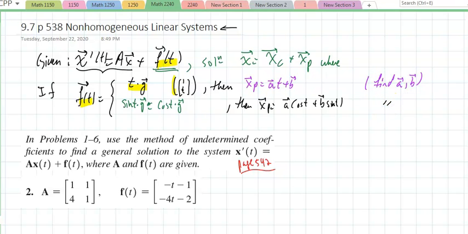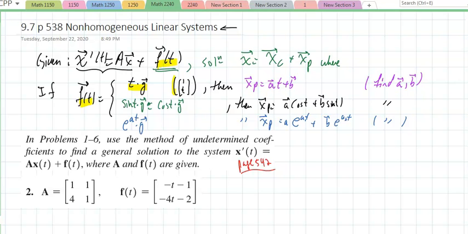And if I see an exponential, if f of t happens to be e to the at times g, identical to the prior rules, then you let x sub p equal e to the at times A plus B e to the a2t, and find A and B. And you'll know what I mean once we get there.